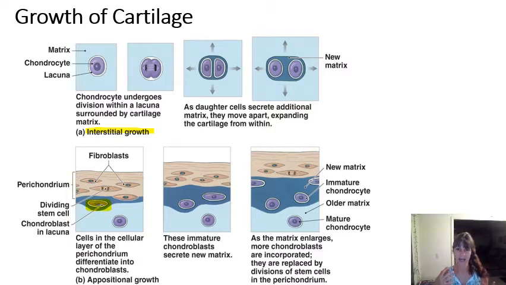Whenever you see a cell that says blast, blasts create that type of tissue or more cells. Fibroblasts make fibers. Fibrocytes maintain the fibers after they're made. Chondroblasts secrete cartilage matrix. Chondrocytes maintain the matrix after it's been secreted.